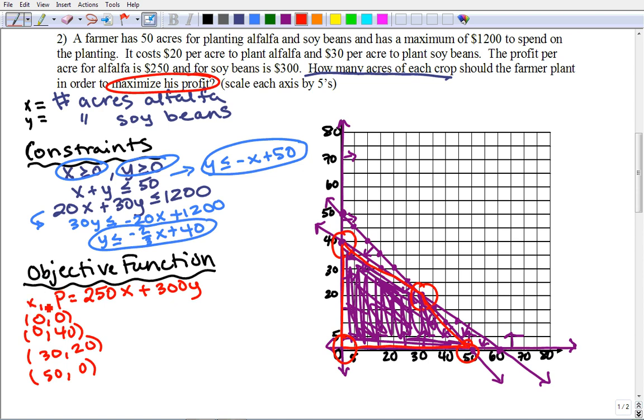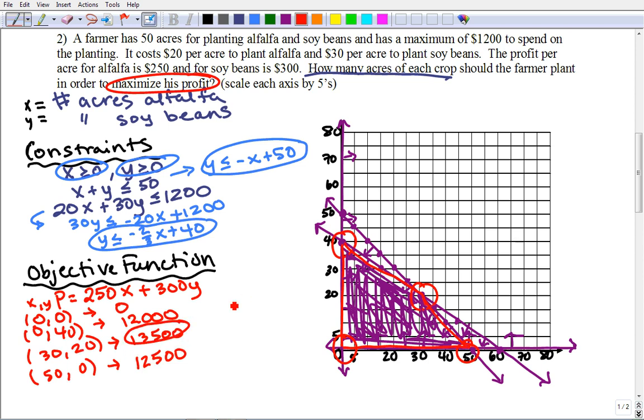So again, these are just x and y values that we're going to plug into our objective function one at a time. When I plug in 0 for x and 0 for y, of course I'm going to make $0. If I plug in 0 for x and 40 for y, I'll make 12,000. If I plug in 30 for x and 20 for y, I'll get 13,500. And then if I plug in 50 for x and 0 for y, I'll get 12,500. So we're looking to maximize the profit, so we choose the largest one at 13,500.